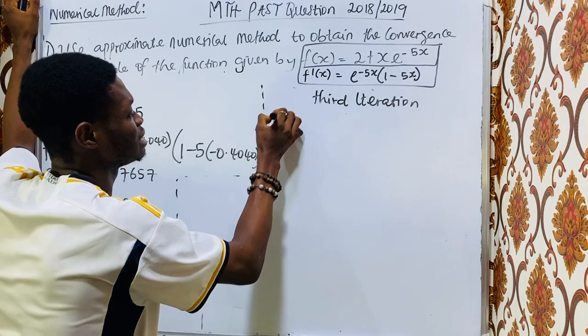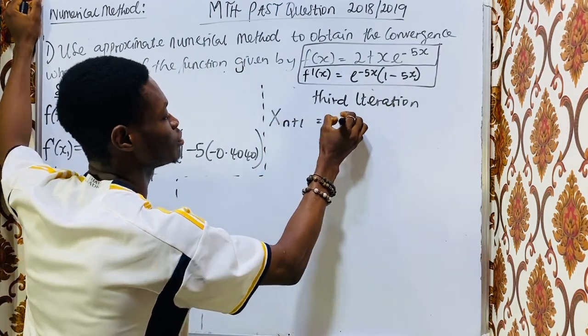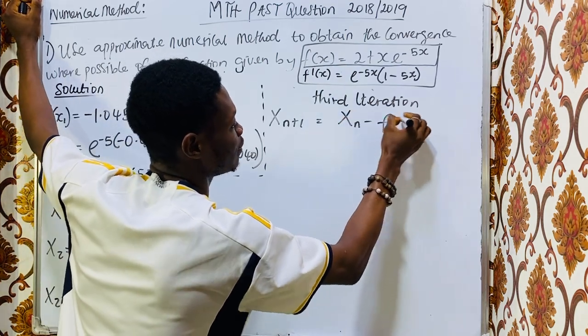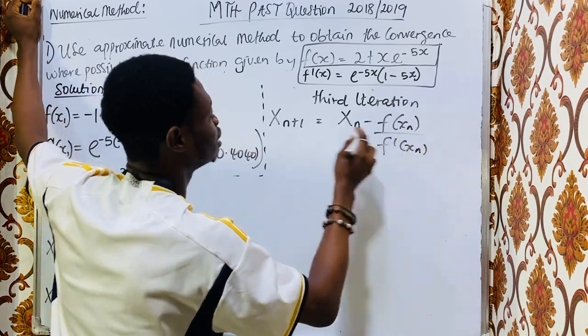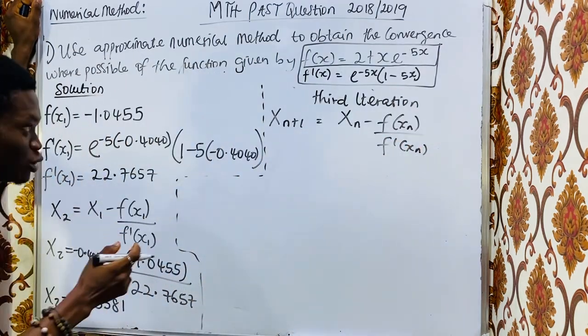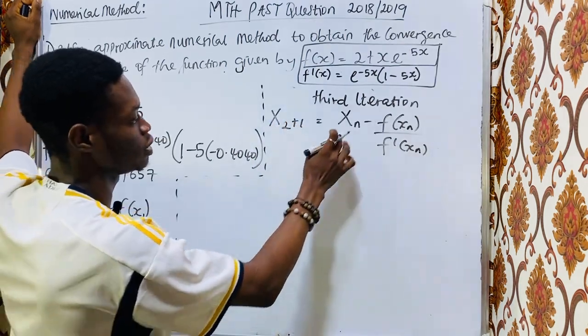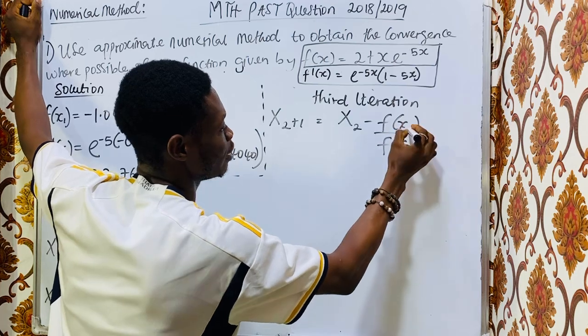So our formula is x_{n+1} equals x_n minus f of x_n all over f prime of x_n. Now remember, we have gotten our x2, right? So it will now be x2 plus 1. So here we will now have f of x2.